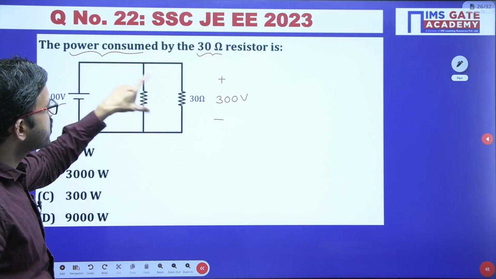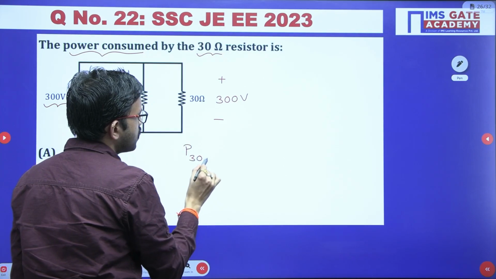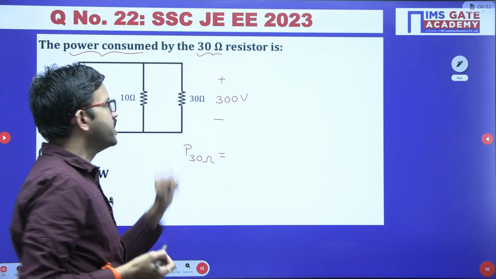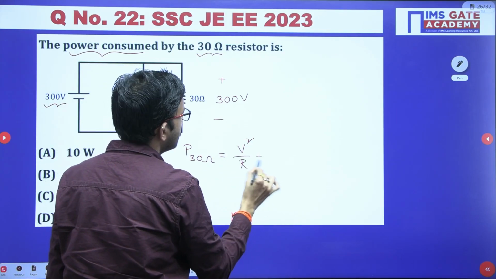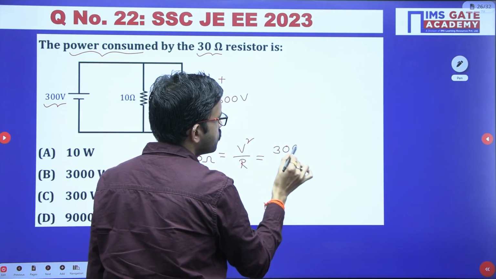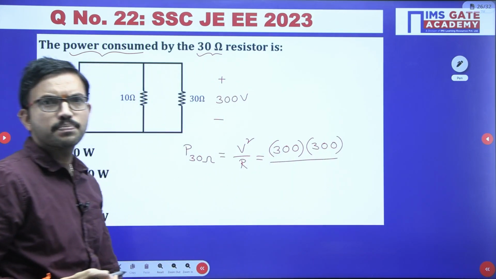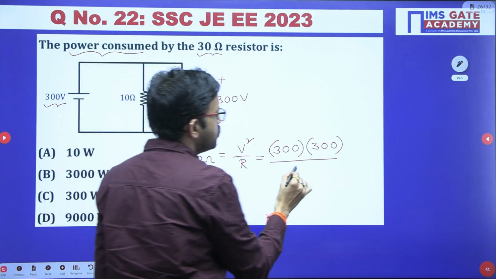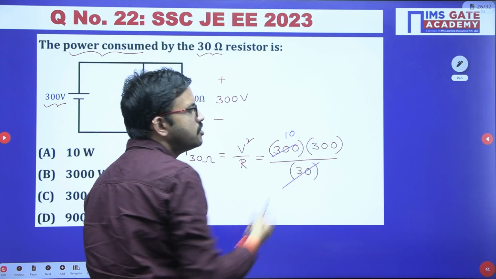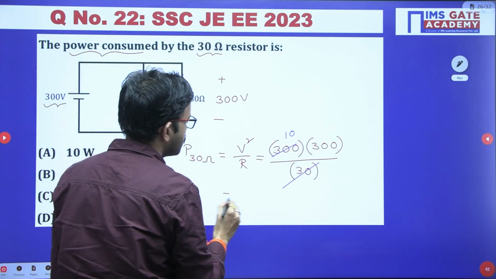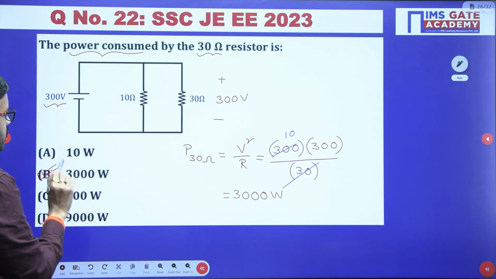Now in this question we have to calculate power consumed by 30 ohm resistor. So since you know the voltage, V square by R you can write. V value is 300. So I am writing 300 into 300, just to do the calculation simpler, and divide by R. R value is 30. So here 30 goes 10 times. 10 into 300, that is 3000. Units are watt. 3000 watt, that is option B is the correct one.